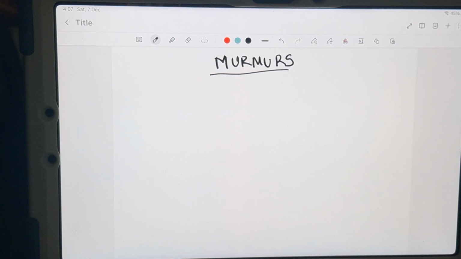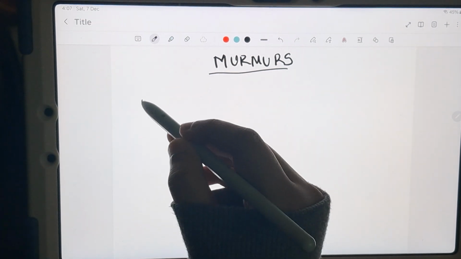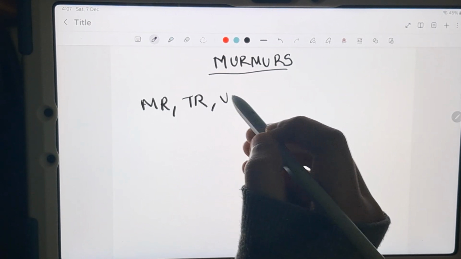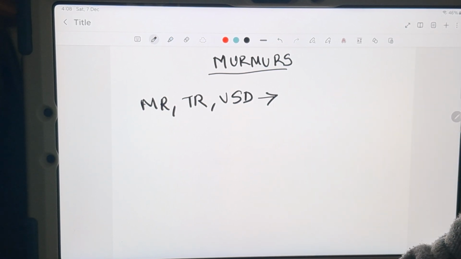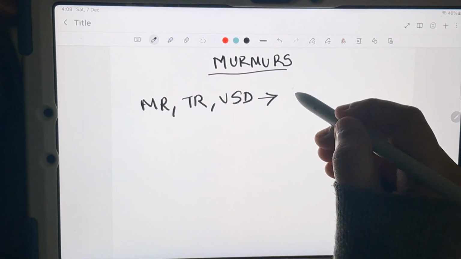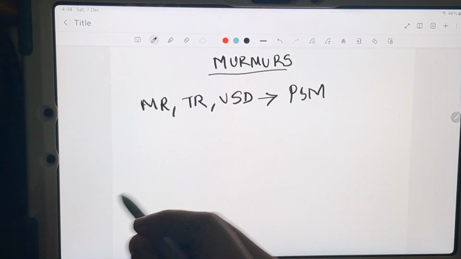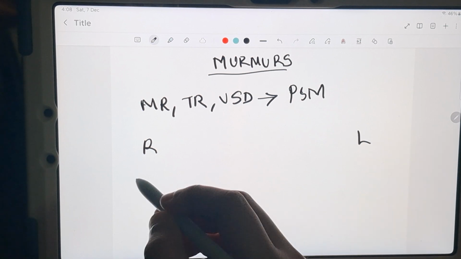I will be teaching you a very simple way of learning heart murmurs. For this, all you need to remember is MR, TR, VSD: mitral regurgitation, tricuspid regurgitation, and ventricular septal defects. These three have pansystolic murmurs. For this, you will need to divide it into right and left side.